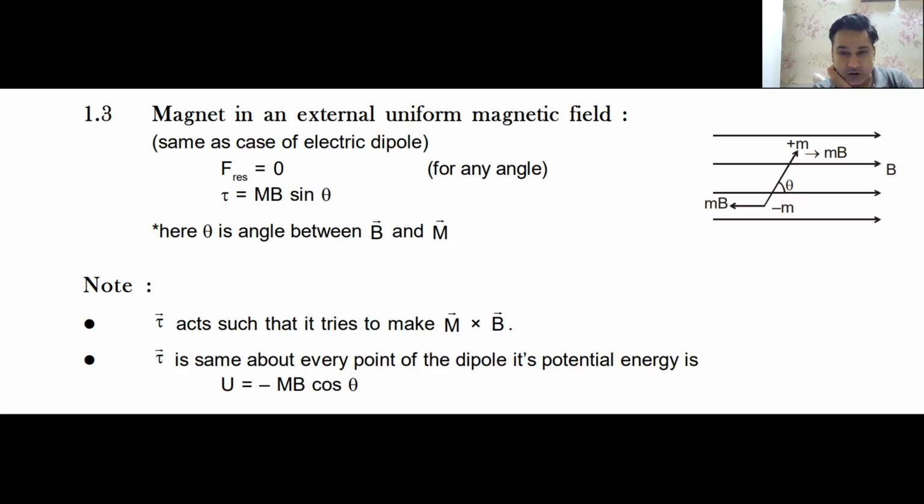Torque on an electric dipole or a magnetic dipole in a magnetic or electric field. Do you know this? Yes, sir. So remember this formula: torque tau is m cross B, whether it's a bar magnet's magnetic dipole moment or a current carrying coil's magnetic dipole moment. Just look for the magnetic dipole vector, the m vector.